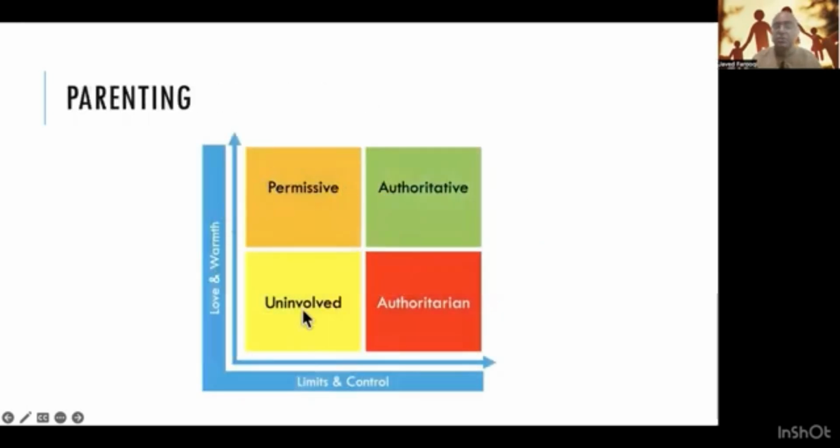This I have shown to you again and again. On one hand, there is love and warmth, and on the other hand, limits and control. When there is no love and warmth and no limits or control, this leads to uninvolved parenting. If there is a lot of love and warmth but minimal limits and control, this leads to permissive parenting. If there is a lot of limits and control but minimal love and warmth, this leads to authoritarian parenting. The best is authoritative, when there are limits and control as well as love and warmth. So this is the desirable parenting style.